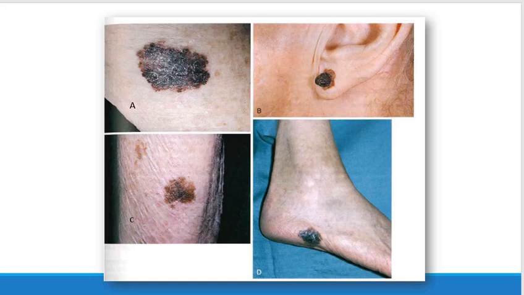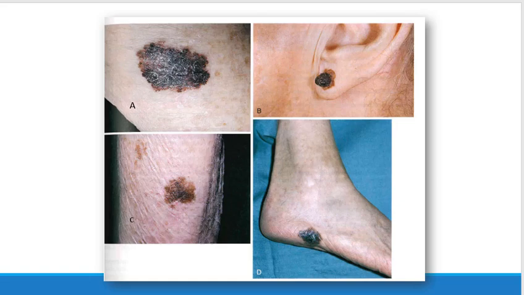Now, if you look at those and you say to yourself, I can't tell the difference between them, the good news is you're training to become a physical therapist. You don't have to. But what you can do is apply the ABCDE criteria. And if you were to see something that didn't fit within the ABCDE, make a referral for that patient.